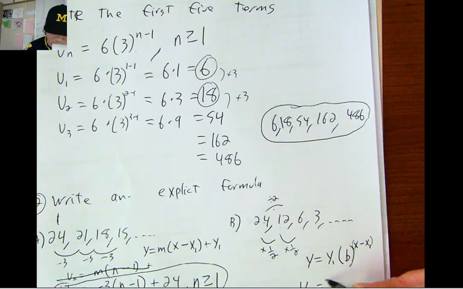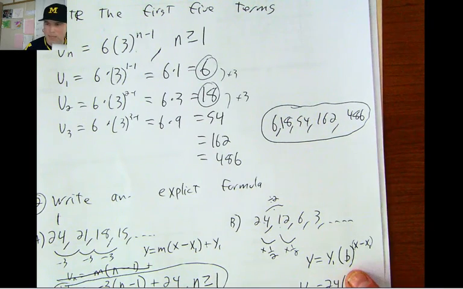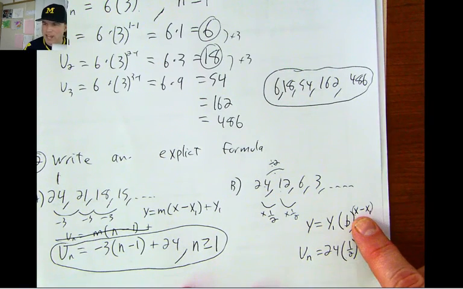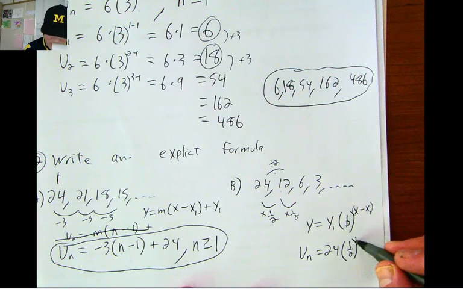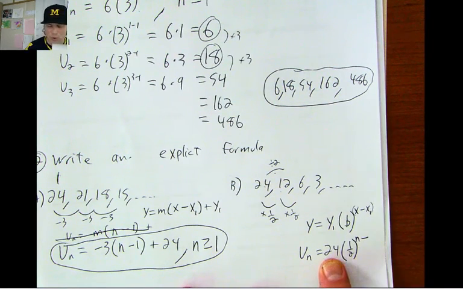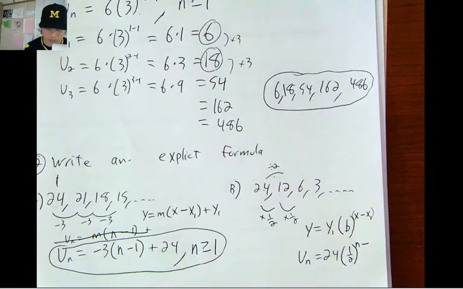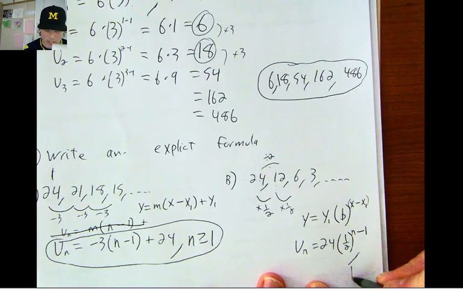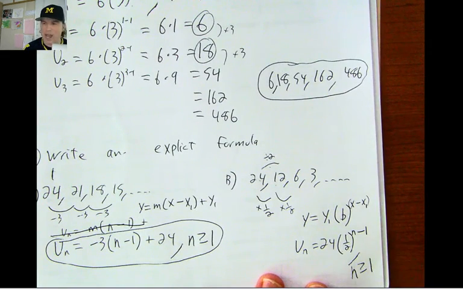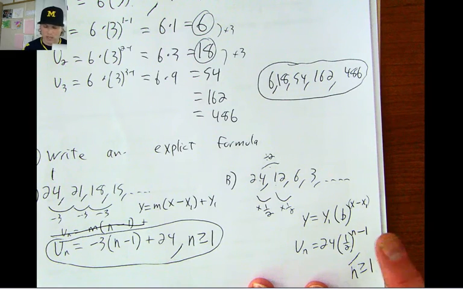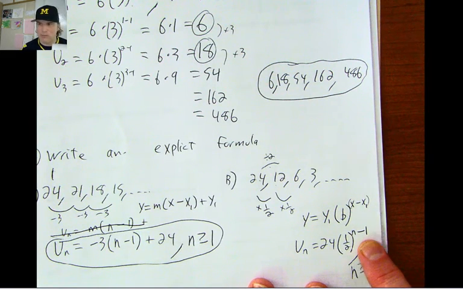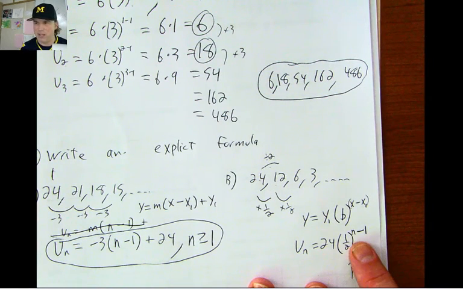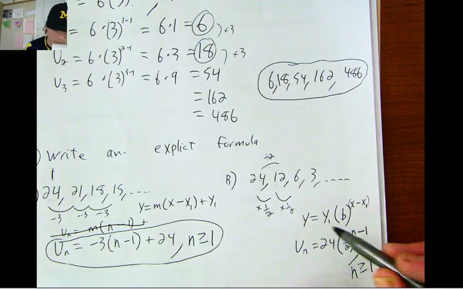That first term is 24 times my multiplier, which is 1/2, to the, I'm not using an x here, I'm using a variable of n, so n minus 1, since this 24 represents the first term. And same thing, you're going to start with 1. We're setting these problems up to start at n greater than or equal to 1 because we're using n minus 1. If we wanted this to be the 0 term, it would just be to the n, but then it would need to be n greater than or equal to 0.